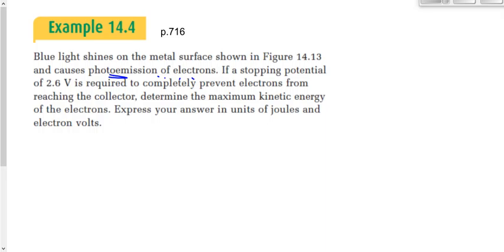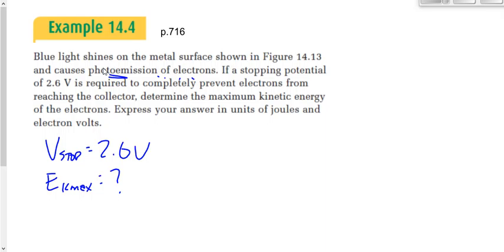What do we got here? We've got V stop is 2.6 volts. It looks like that's all we've got. We're looking for EK max, the max kinetic energy of the electrons. What do you want to do here?